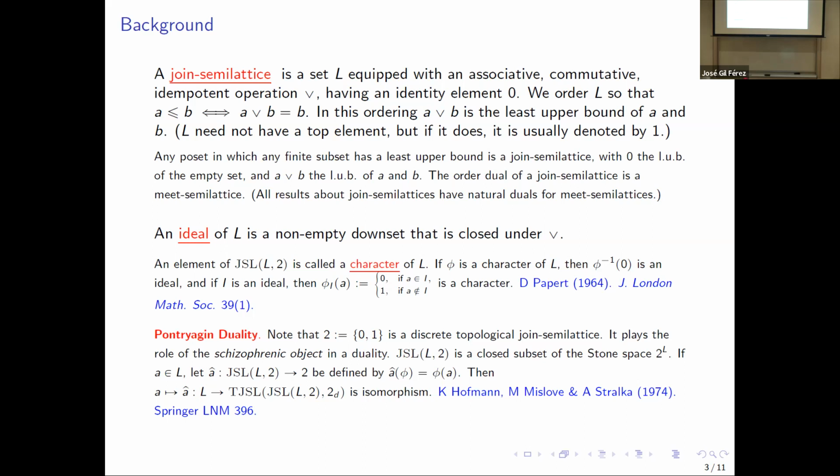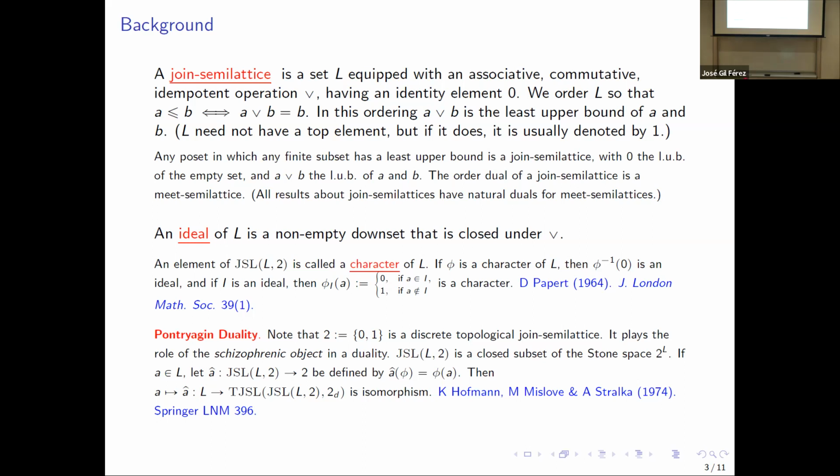The two element set, in addition to being a join semilattice, is also a discrete topological space, and a topological join semilattice. It plays the role of a schizophrenic object. Right? John is both, I think. A lot of natural dualities are representable, and the codomain of the hom function that gives the duality is called the schizophrenic object. So 2 in this case plays the role of the schizophrenic object.